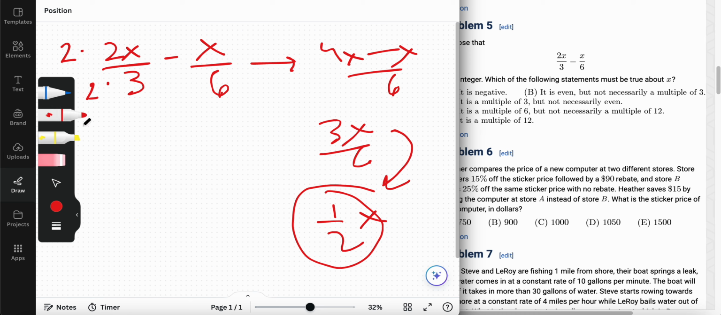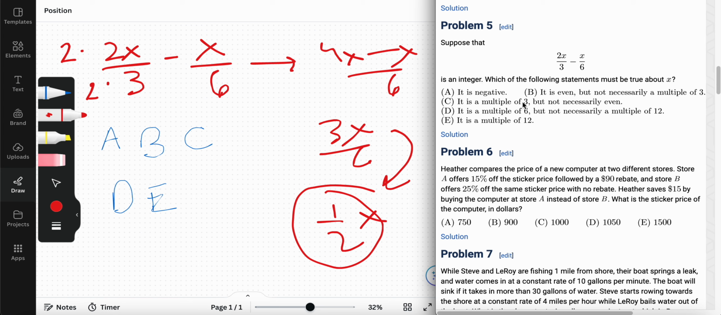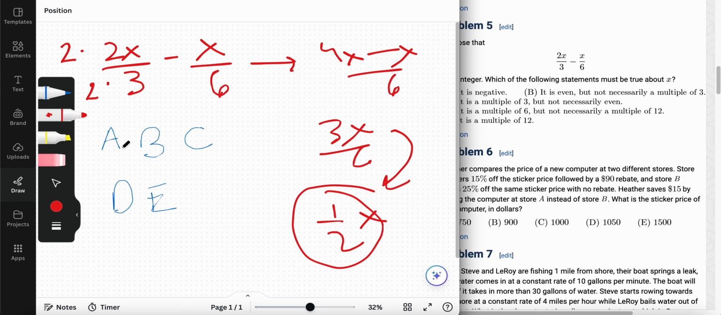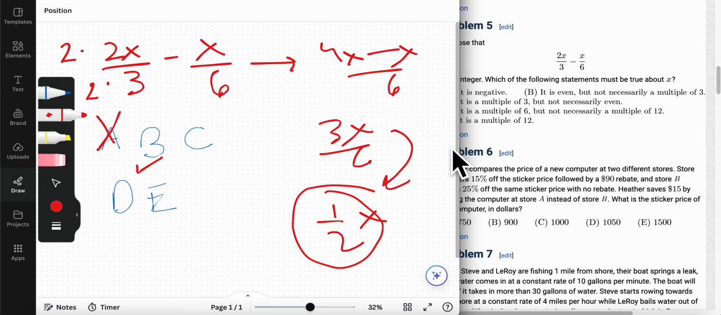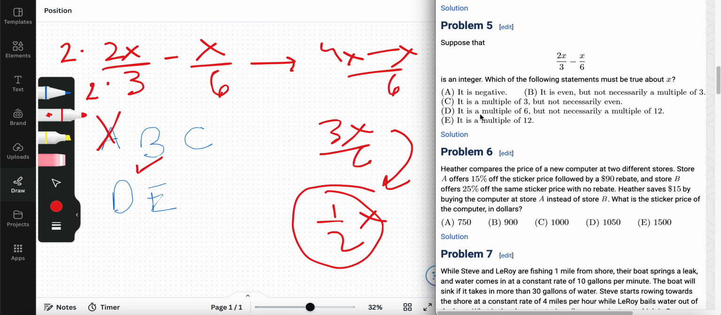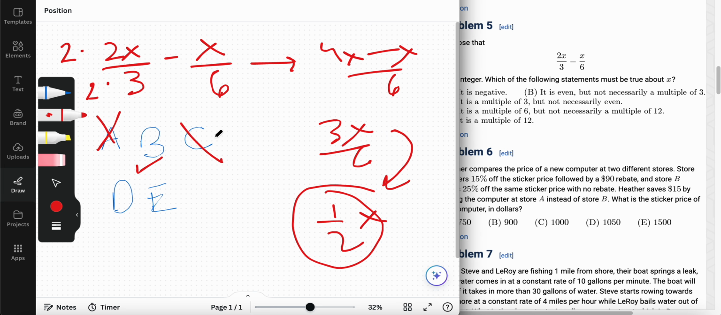So we'll use process of elimination here. So I have 5 answer choices, A, B, C, D, and E. A says it's negative. No, it could be positive 4 or positive 8 or whatever, and it would work. It would be an integer, right? So A doesn't make sense. B says it's even, but not necessarily a multiple of 3. Okay, that's great, but we'll check the other answer choices just to make sure. C says it is a multiple of 3, but not necessarily even. No, that is not true.